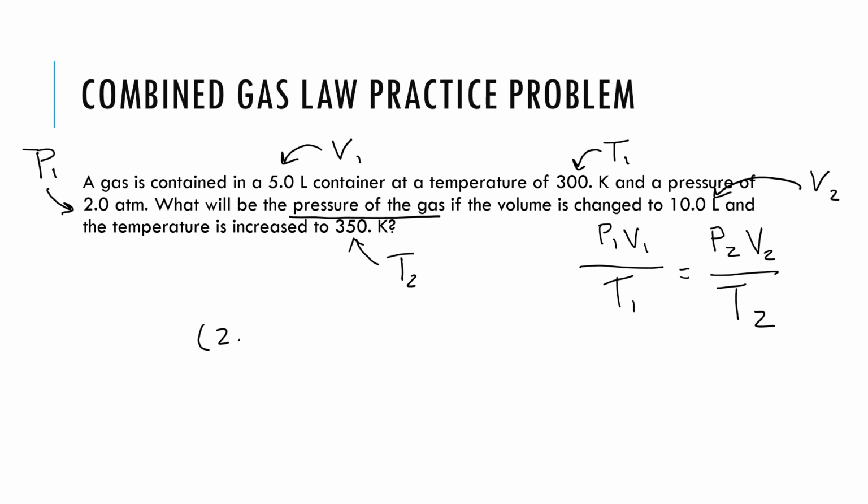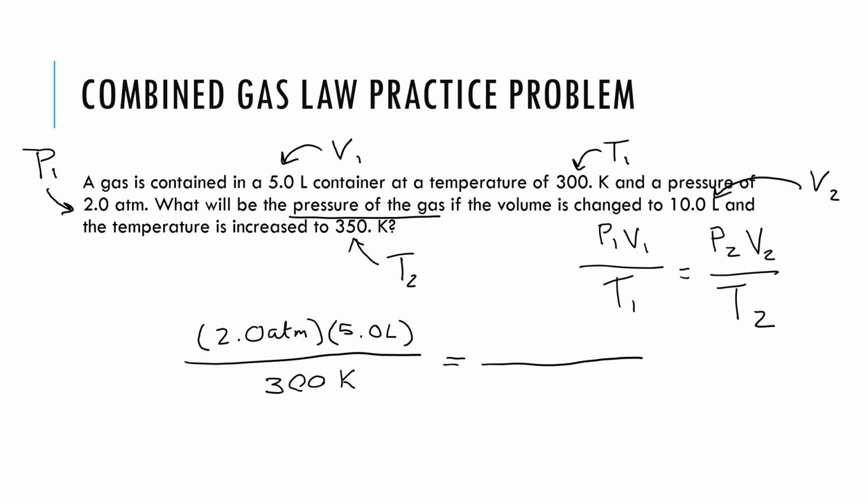We have 2.0 ATM times, in this case, 5.0 liters over 300 Kelvin equals, and we are solving for P2, so I'm going to put in P as the variable that we're solving for. Our V2 is 10.0 liters, and that is over 350 Kelvin.